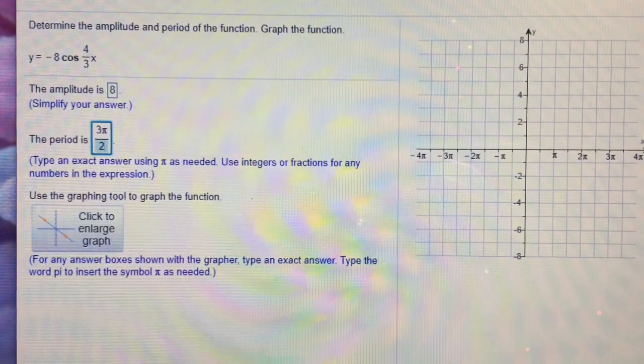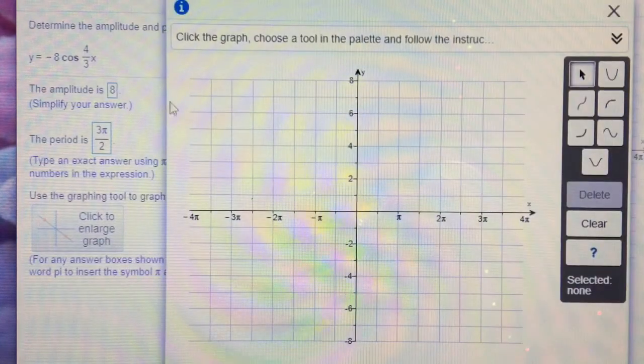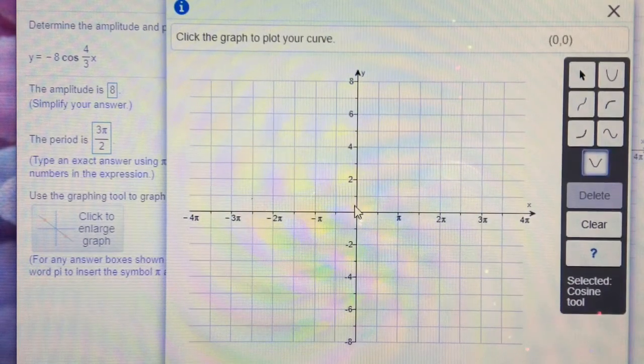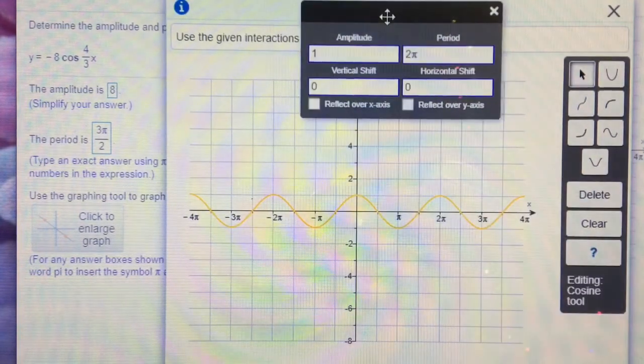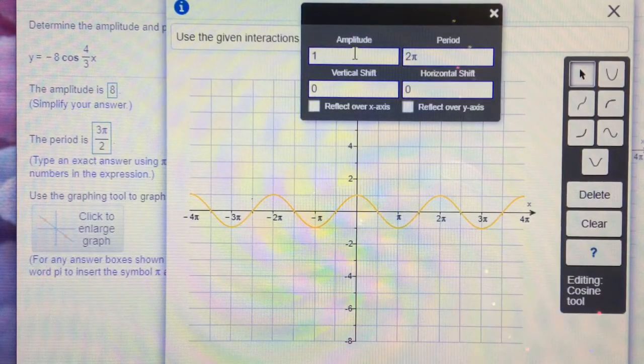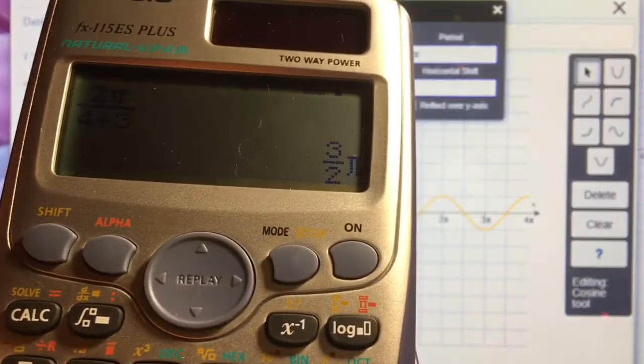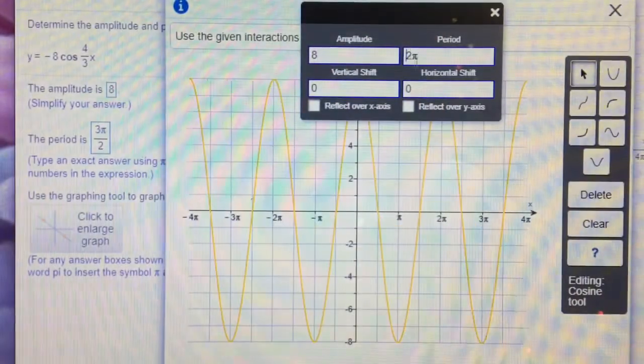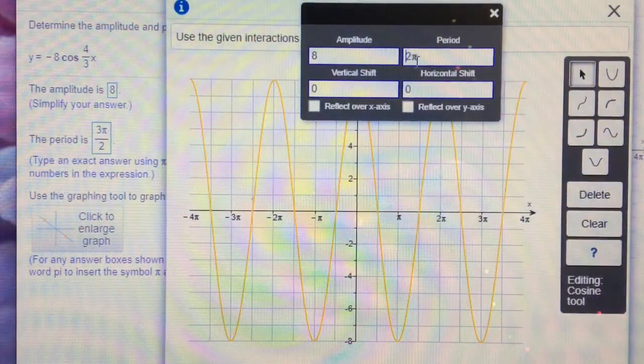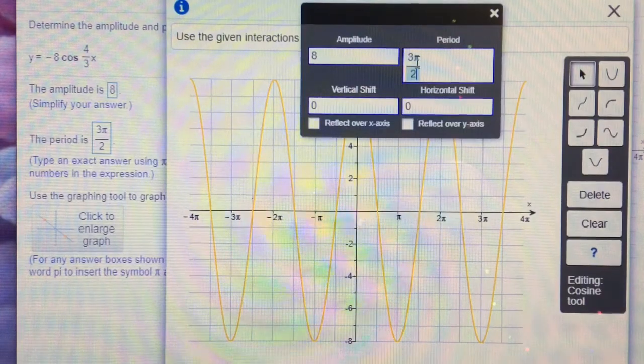With that information, I can graph it. So it's cosine. Now the cosine curve is going to be this button. Just click anywhere. My drop-down box comes up. The amplitude is going to be 8. My period is going to be 3 pi over 2. And I have an x reflect because it's negative.